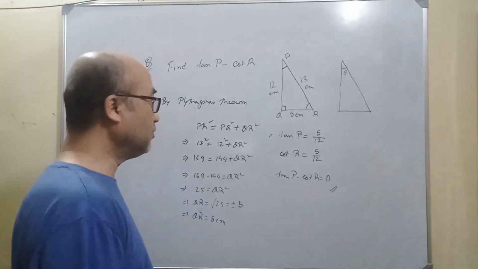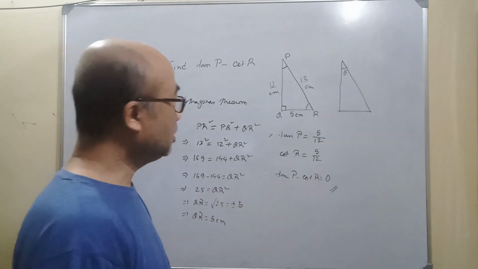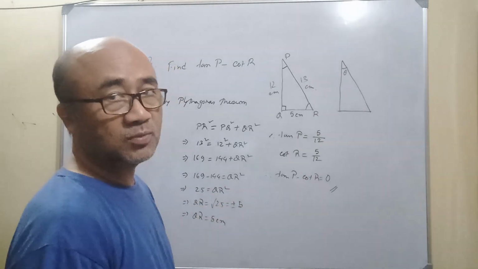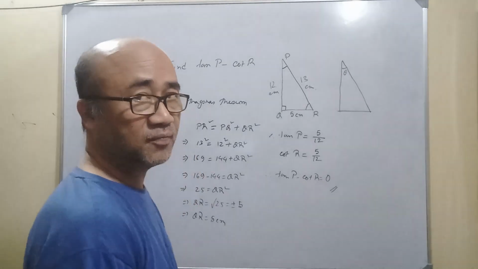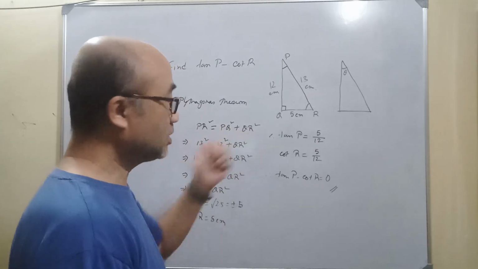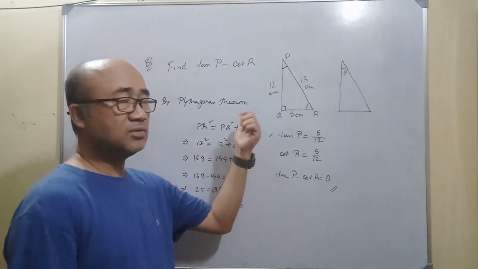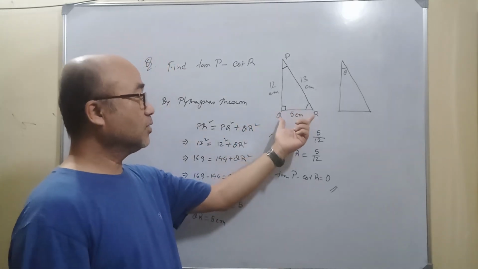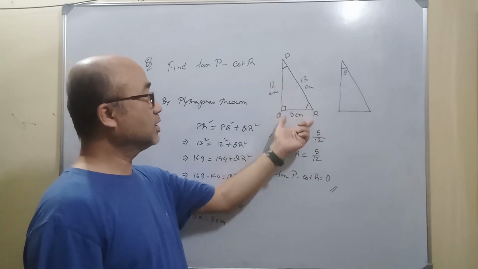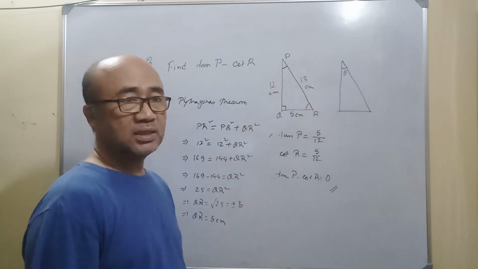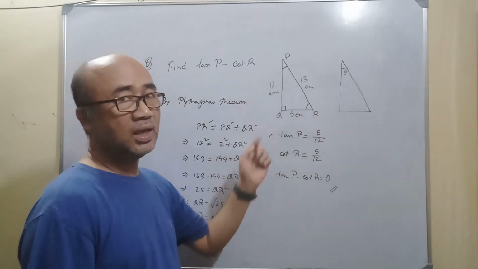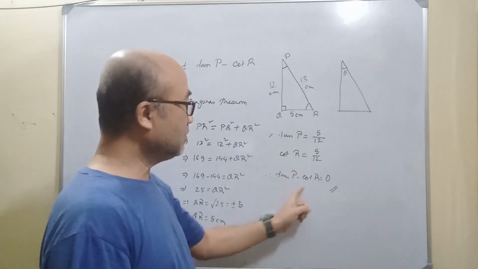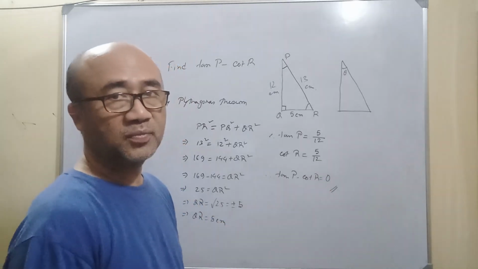So we can arrive at the same solution using the Pythagoras theorem also, but the first solution is easier. You don't have to use the Pythagoras theorem. You can just write down that tan P is equal to QR by PQ and cot R is also QR by PQ. Hence, subtracting them gives 0.